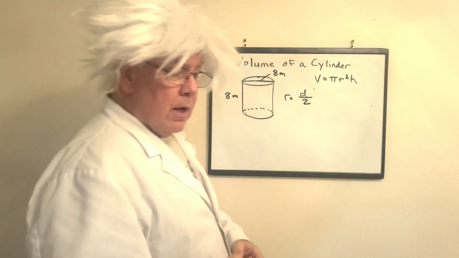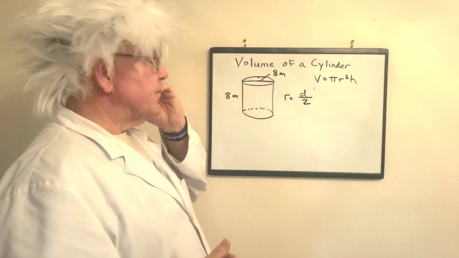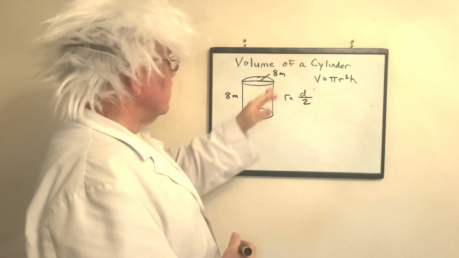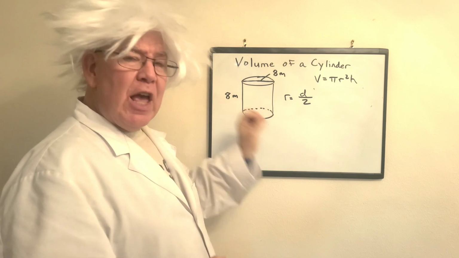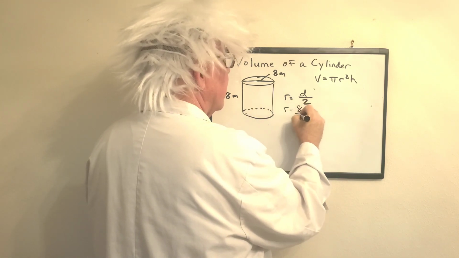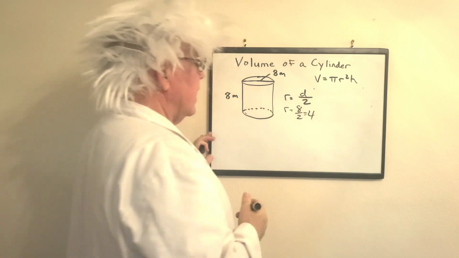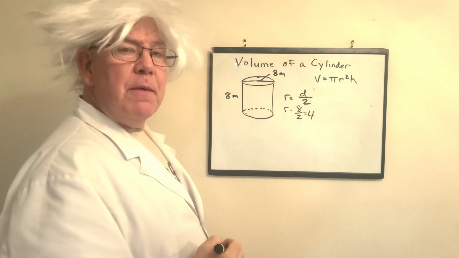Okay. Now, like I said, Professor AlgeBro has to do a little work too. So here's what we're going to do first. First, we have to find the radius. So the diameter of the cylinder is 8 meters. So to find the radius, we take 8 divided by 2, and we get 4. So we now have 4 meters for our radius, and we have 8 meters for our height.